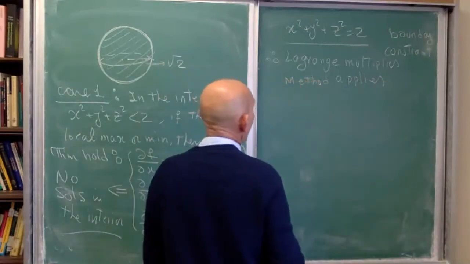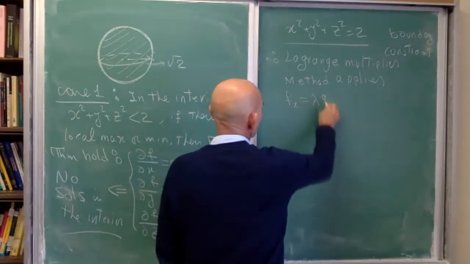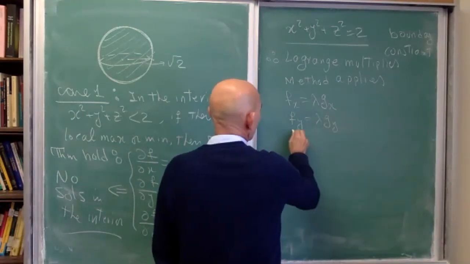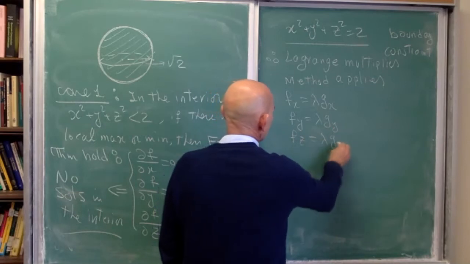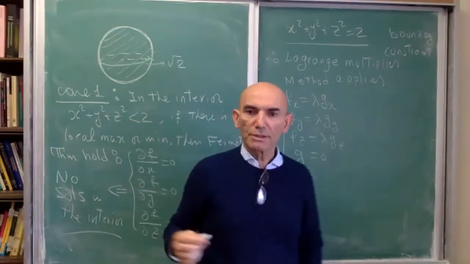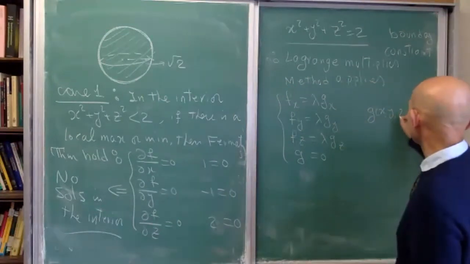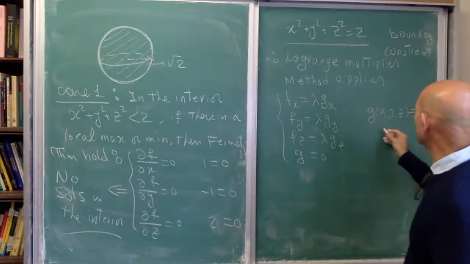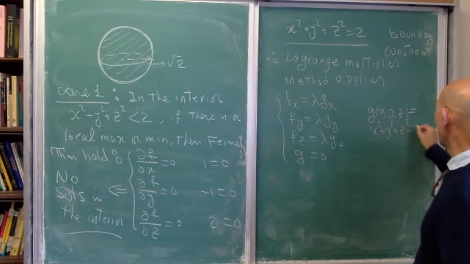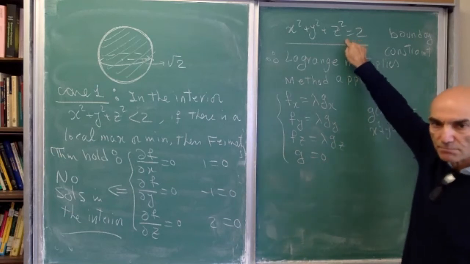So we have got now equations like this: fx equals lambda gx, fy equals lambda gy, fz equals lambda gz, and g equals 0. There are four equations, four unknowns, and g of x, y, z, remember, is this equation: x squared plus y squared plus z squared minus 2. I wrote it minus 2 so that g equal to 0 gives me the equation that we want.